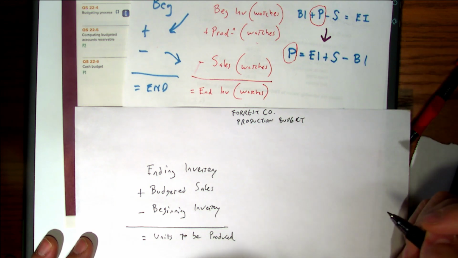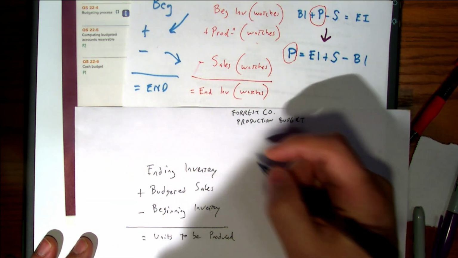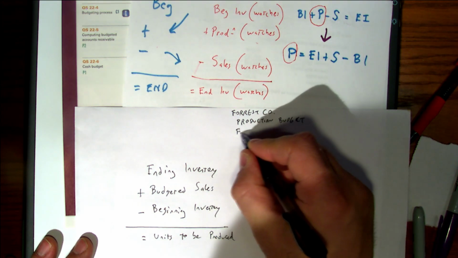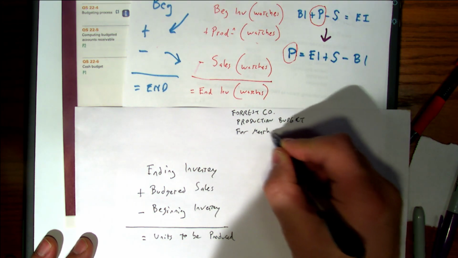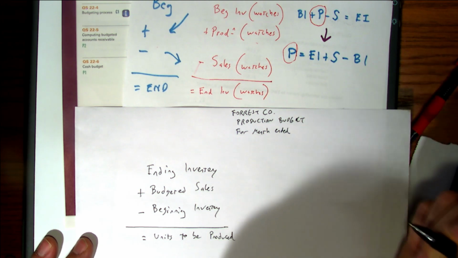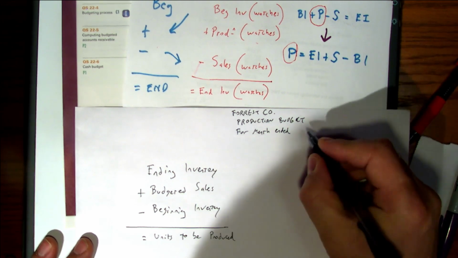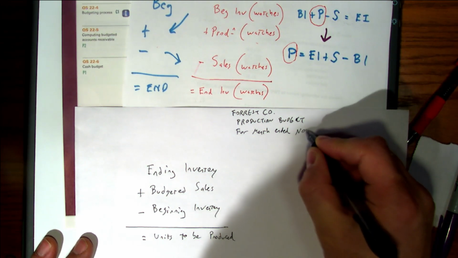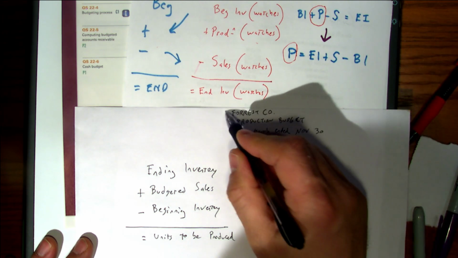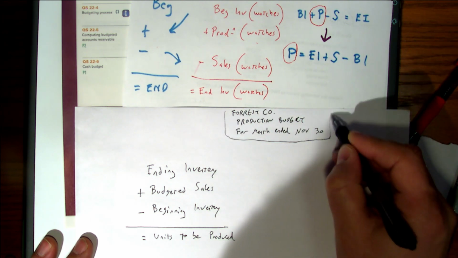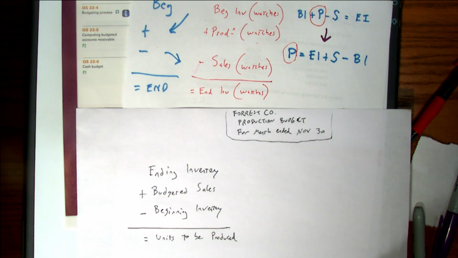And what month is this for? November. For month ended what? November. You tell me. November. November 30. Okay, so title this up just like you would a financial statement.